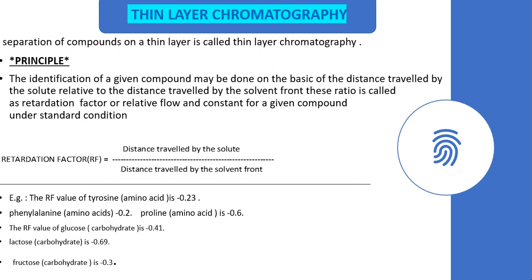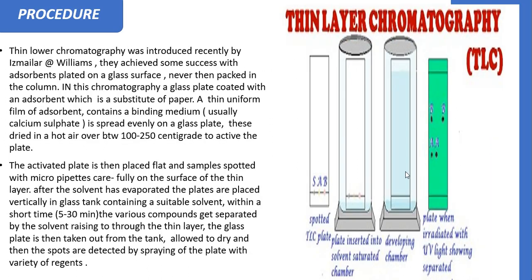Then, coming to the procedure of thin layer chromatography. This is how thin layer chromatography is done. The major difference to keep in mind is that in paper chromatography we use paper, and in thin layer chromatography we take a glass slide containing the adsorbent made of silica gel or aluminum powder. You are supposed to take a glass plate coated with an adsorbent, which is a substitute for paper. A thin uniform film of adsorbent containing a binding medium, usually calcium sulfate, is spread evenly on a glass plate.